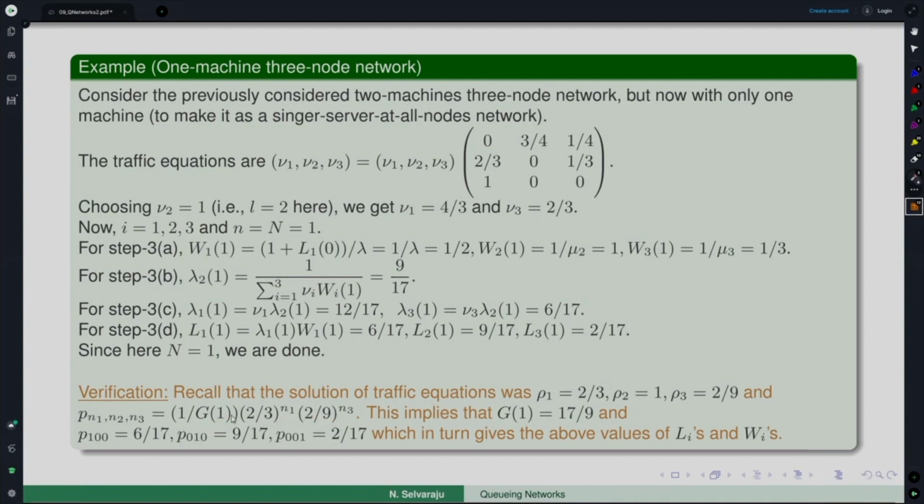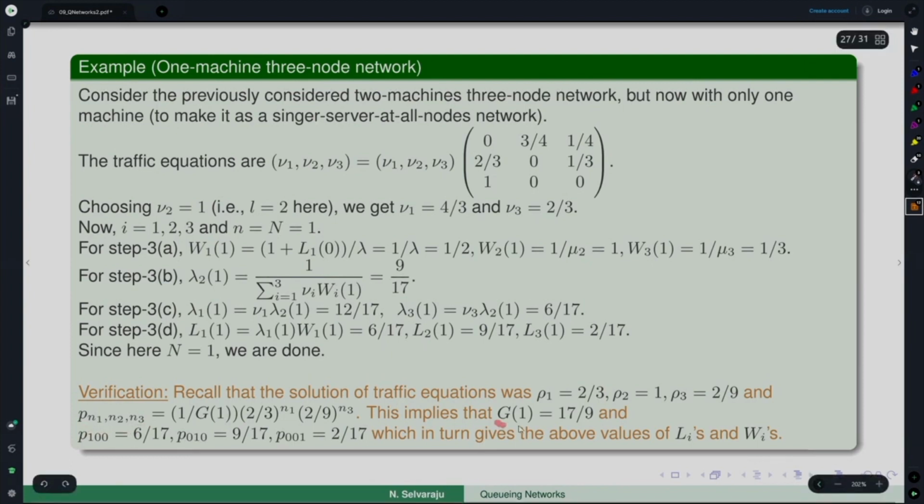So, what are the possible number of states? It is a 3 node, single customer network, so the customer could be in node 1, node 2 or node 3. The possible states are 1 0 0, 0 1 0 and 0 0 1. These are the only 3 possible states, and for each of these you can compute these quantities. For 1 0 0 it will be 2 by 3 divided by G of 1, for 0 1 0 it will be 1 over G of 1, and for 0 0 1 it is 2 by 9 divided by G of 1. Then these 3 must sum to 1.